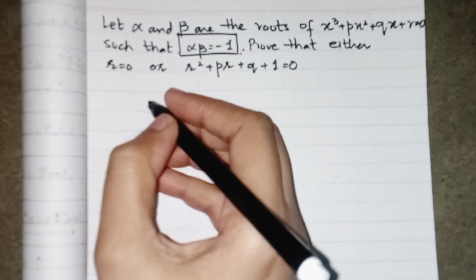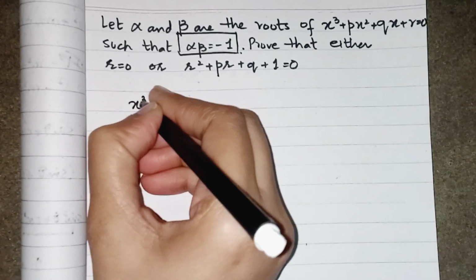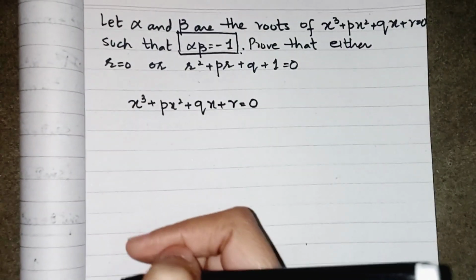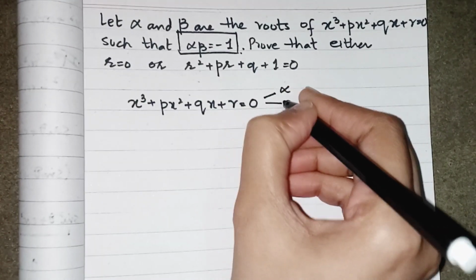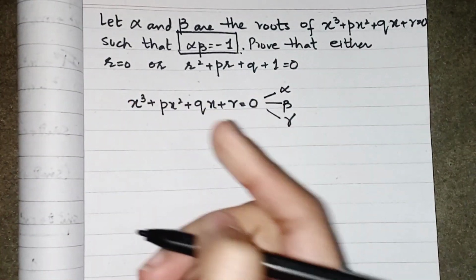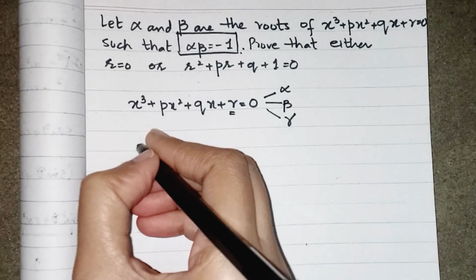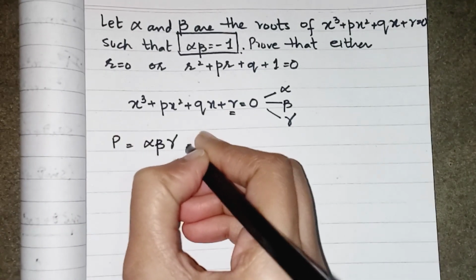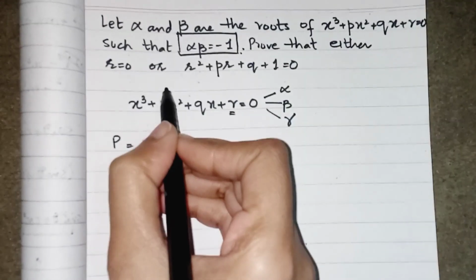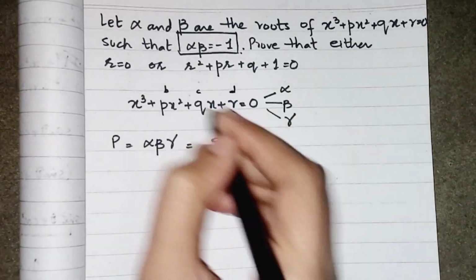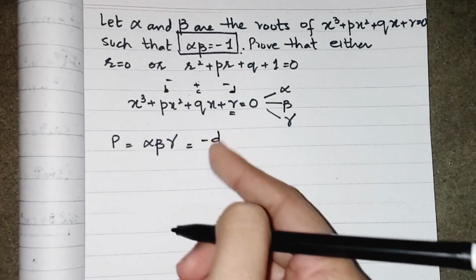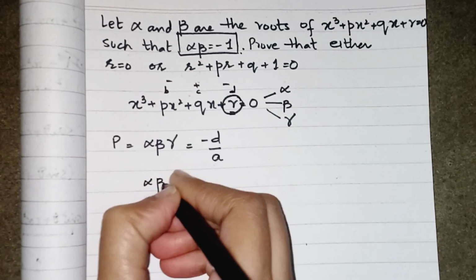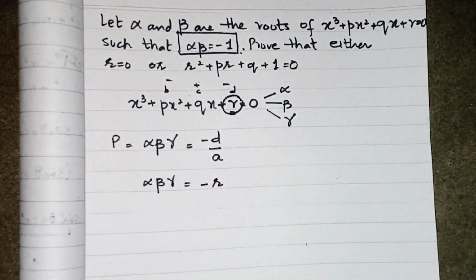So first of all, I am writing the equation, x cube plus px square plus qx plus r equals 0, which means it has 3 roots: alpha, beta and gamma. Now to find the product, alpha into beta into gamma, what is the formula? Divided by a, with b, c and d and signs minus, plus, minus, so we can say minus d upon a, which is equal to minus r. So alpha, beta and gamma is equal to minus r.